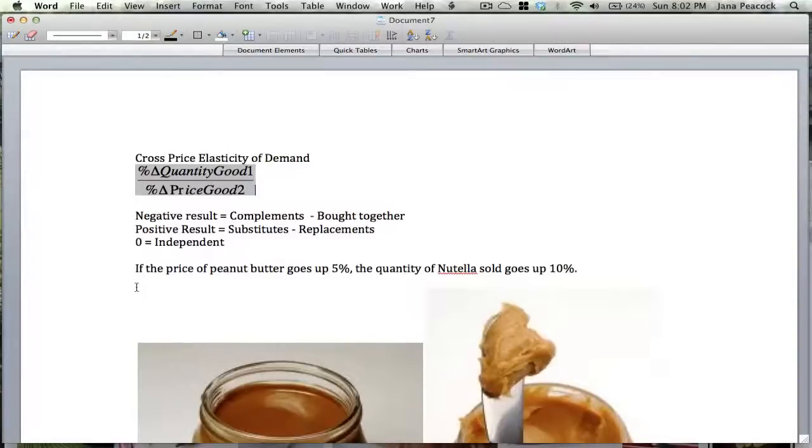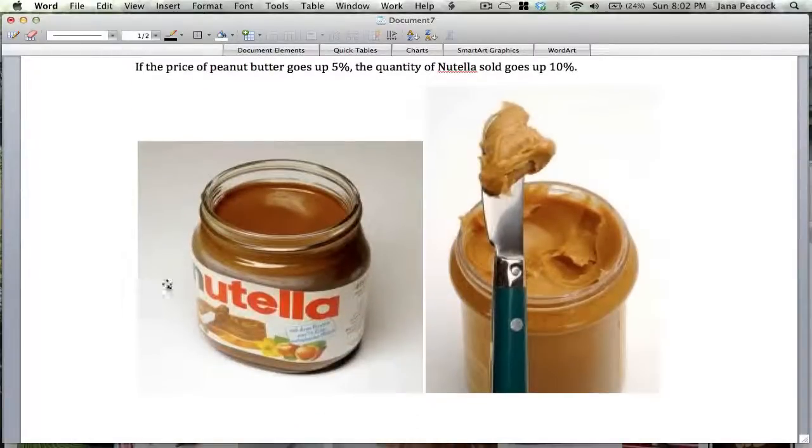So let's take a look at our problem down here. If the price of peanut butter goes up 5%, the quantity of Nutella sold goes up 10%. So here are peanut butter and Nutella. Some people eat peanut butter and Nutella sandwiches. Some people eat just Nutella. So are they complements or substitutes?